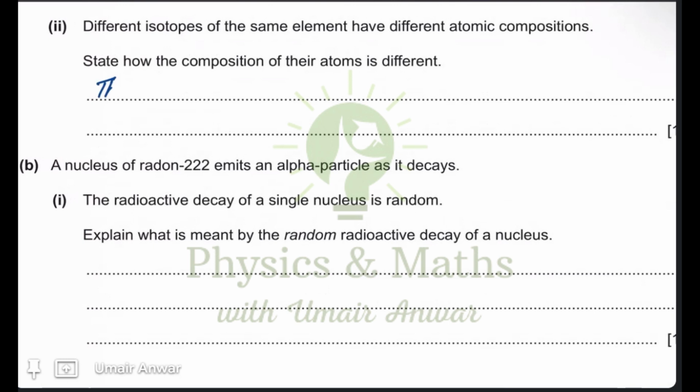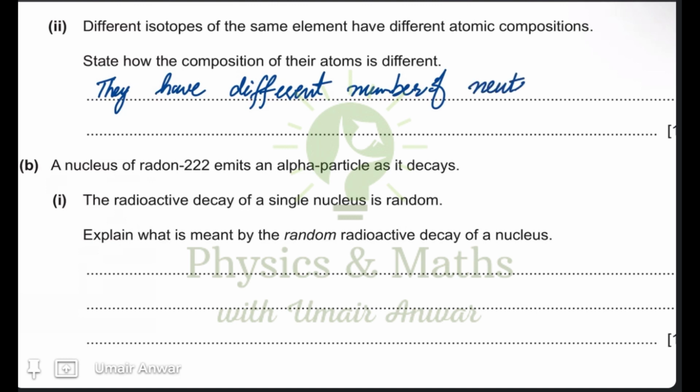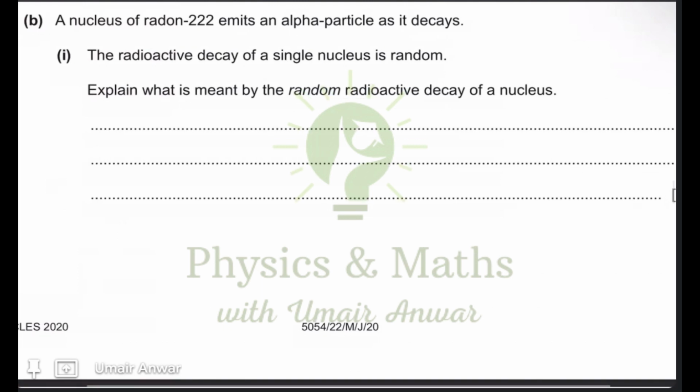So there is only one difference, and it is they have a different number of neutrons. Otherwise, the proton number and the number of electrons are the same.